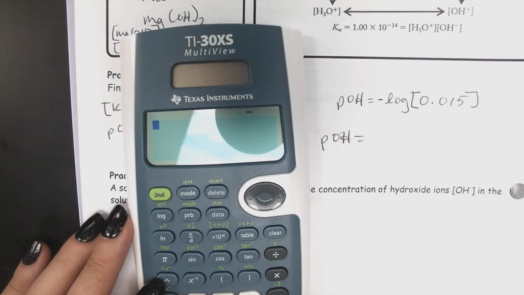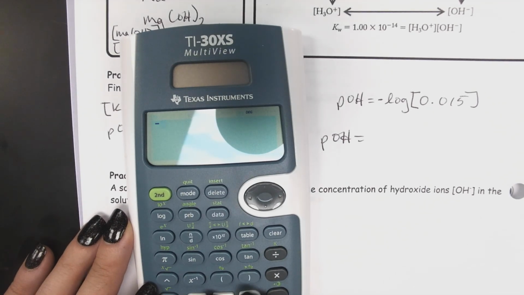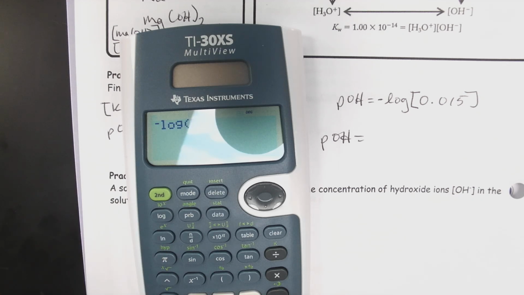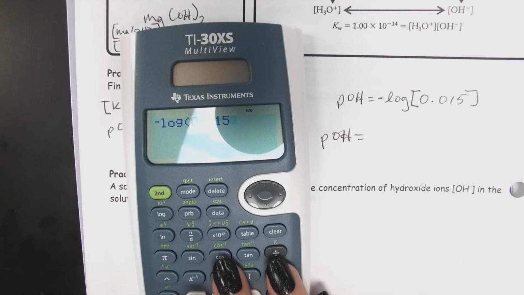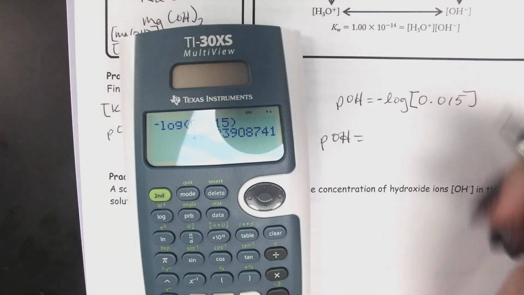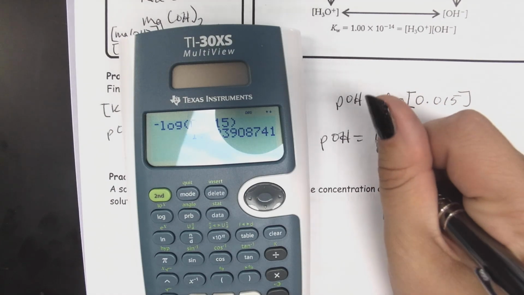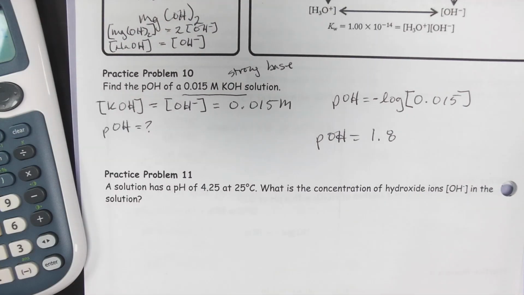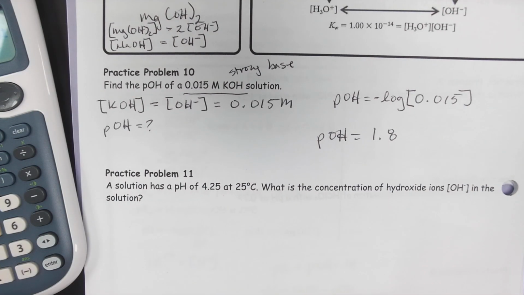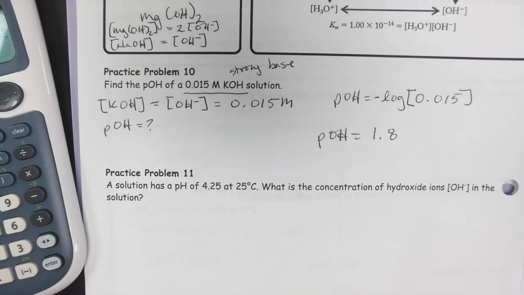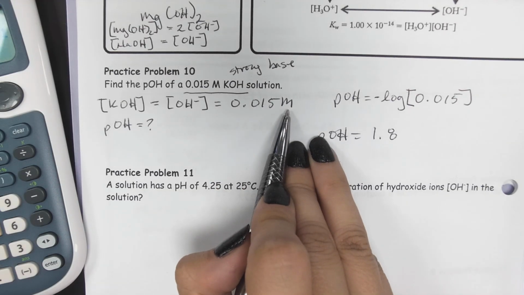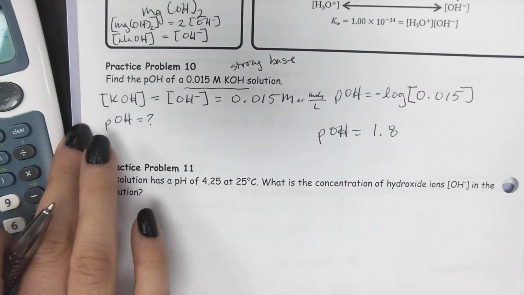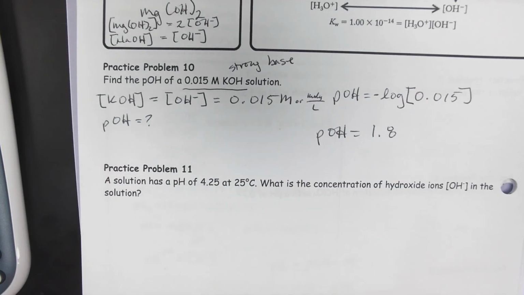Okay, so if I take the negative log, oh, there's the natural log, there's log. Negative log of 0.015 gives me a pOH of 1.8. pH and pOH, I'm sure we mentioned this in class, are unitless. Concentration is capital M molarity, or moles per liter, but pH and pOH are unitless quantities.